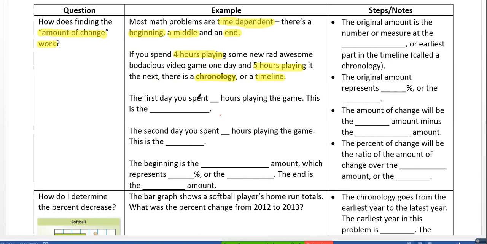The first day you spent 4 hours playing the game. This is the original amount, or the beginning, okay? The beginning. The second day you spent 5 hours playing the game. This is the end. The beginning is the original amount.